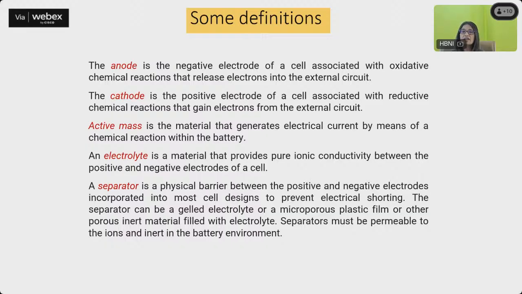This separator can be a gelled electrolyte or a microporous plastic film or other porous inert materials which are filled with the electrolyte. And separators, please remember, must be permeable to the ions and should be inert in the battery environment. So it shouldn't be reacting with anything in the battery environment. It should be as inert as possible and it should allow the movement of the ions. So these are some basic definitions which you should remember before we start talking anything about batteries.